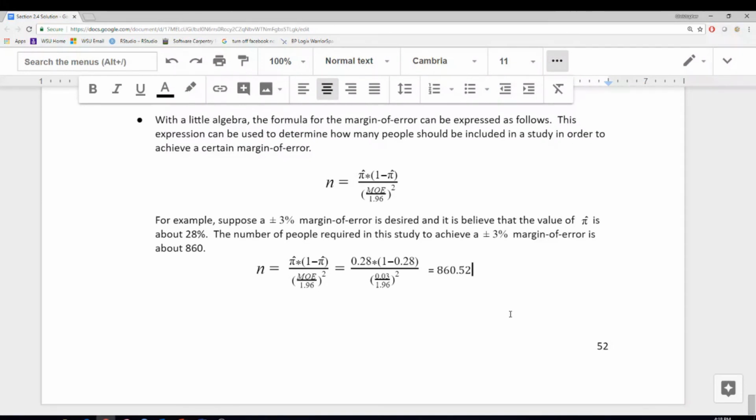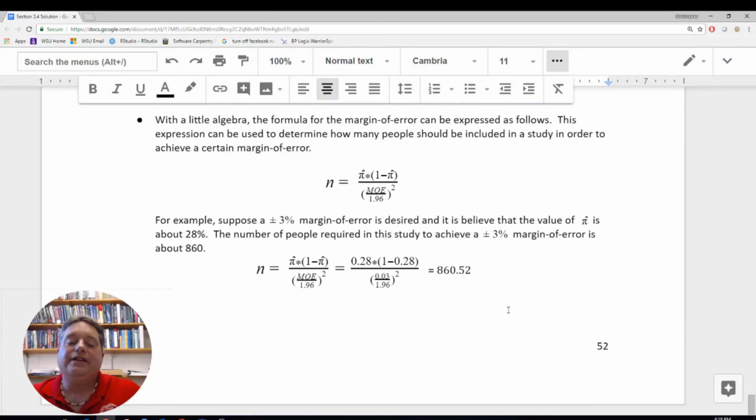Okay, that does it then for section 2.4. I hope you better understand how to compute margin of error quantities for a single proportion. All right, thank you very much.